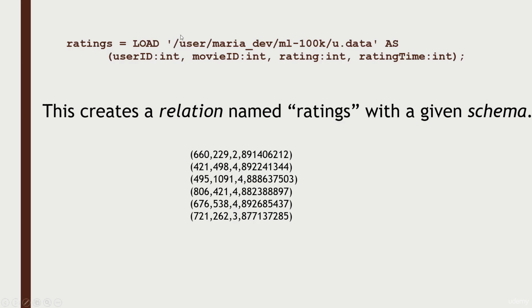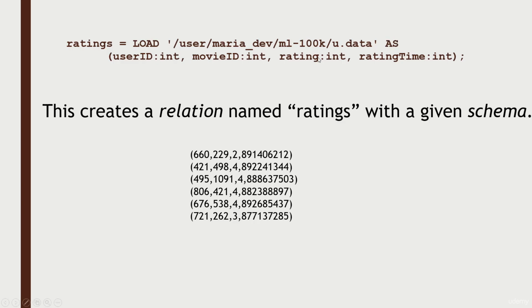So with one line of code here, we can load that up into what we call a relation in Pig. What we're going to do is create a new relation called ratings. And you can think of this as like a data set, basically. And that ratings relation will be equal to load, which is the function that loads data from disk. And this is a path to HDFS. So under user mariadev ml-100k u.data, we'll place that file there in our HDFS cluster, and that will load it up. And this as clause gives it a schema.